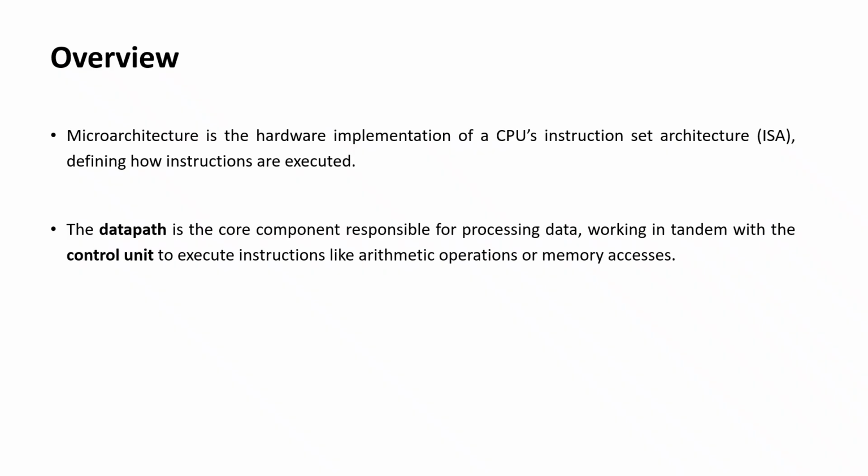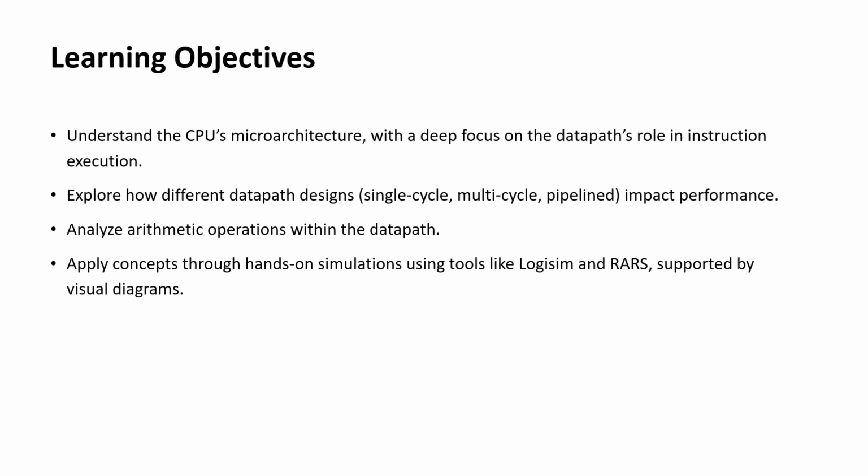It is the hardware implementation of the CPU's instruction set architecture. That's the ISA, defining how instructions are executed. The data path is the core components responsible for processing data, working in tandem with the control unit to execute instructions like arithmetic operations or memory access.